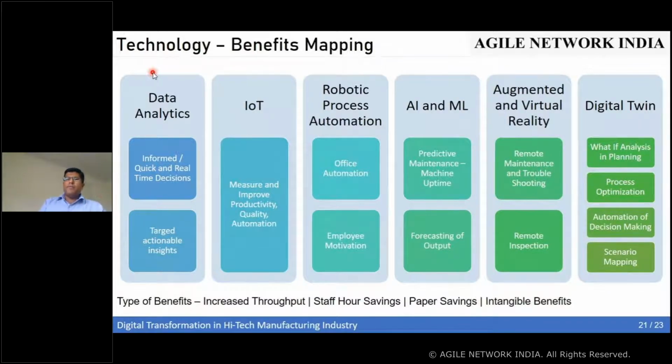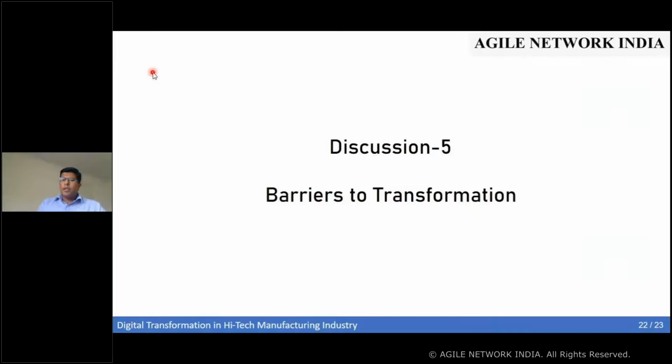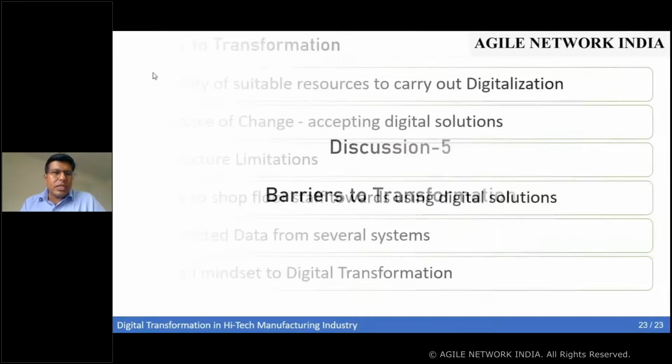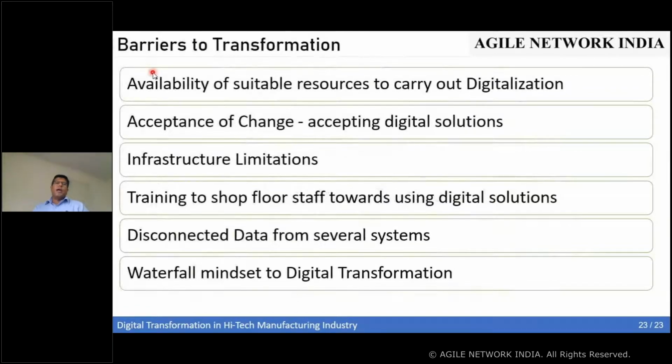In the first slide, we saw how we are transforming in the business functions. In this slide, we saw how technology is helping us reap the business benefits. The transformation is never easy. There are a lot of barriers to transformation. This is an important slide if you are actually going to lead a digital transformation journey in your organization.